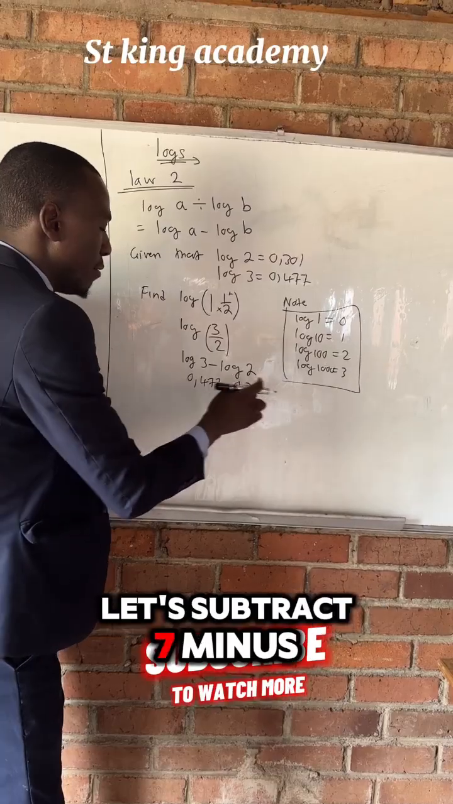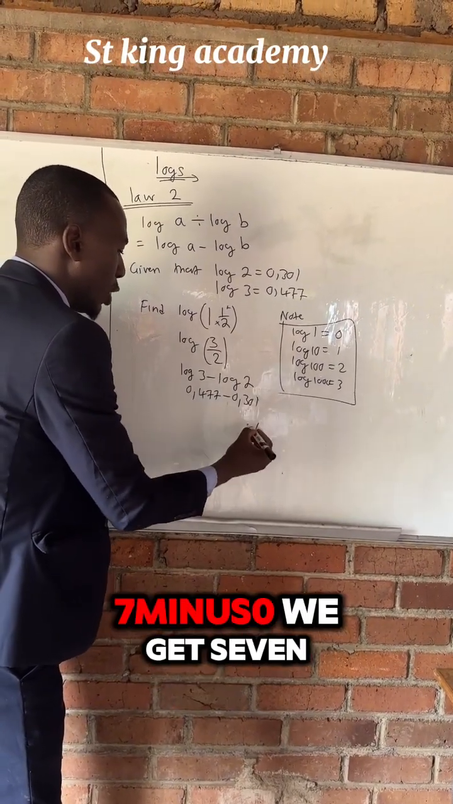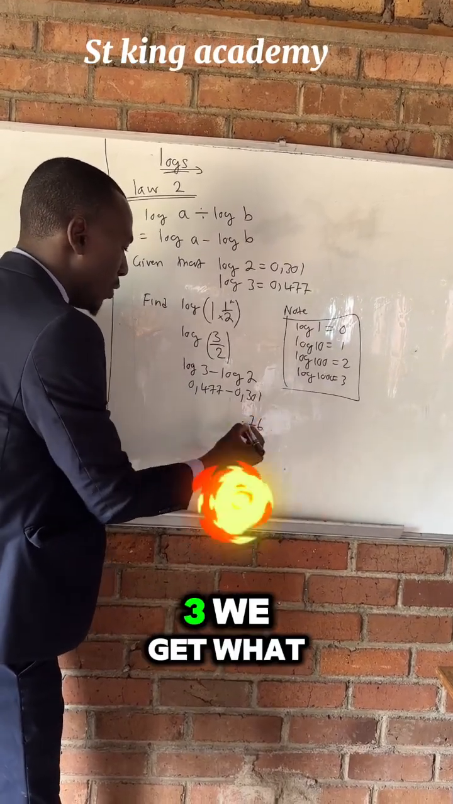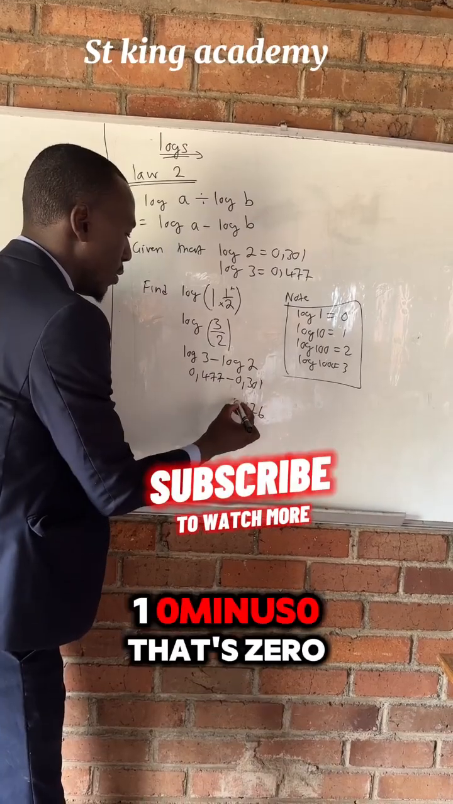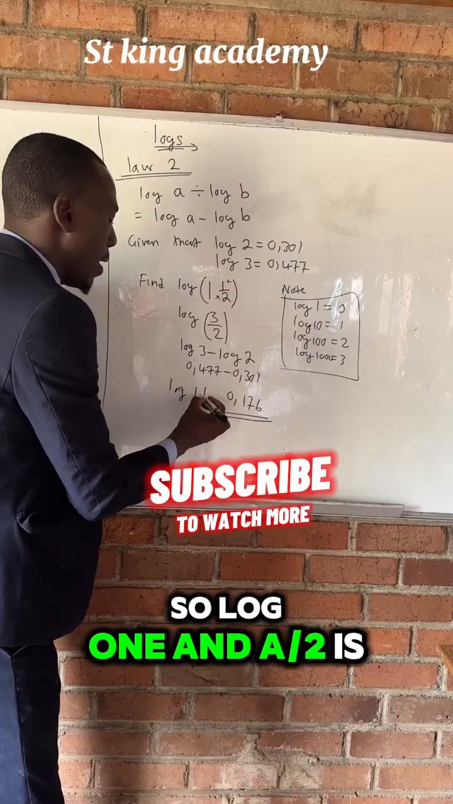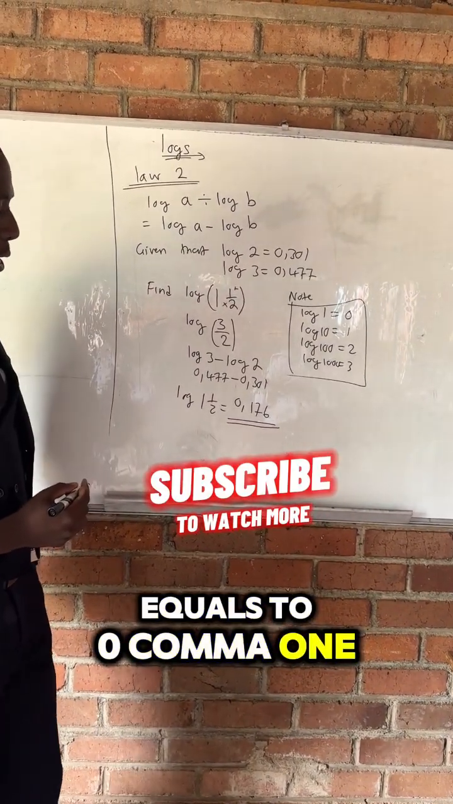Let's subtract: 7 minus 1, we get 6. 7 minus 0, we get 7. Then 4 minus 3, we get 1. 0 minus 0, that's 0. So log 1.5 is equal to 0,176.